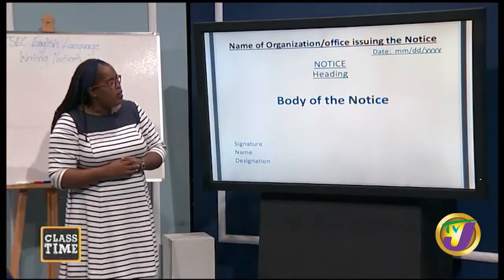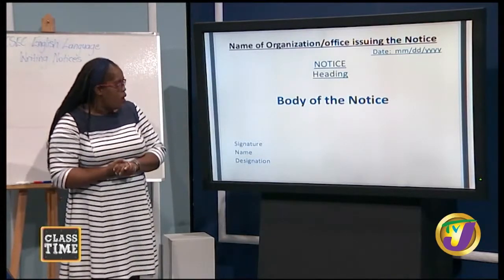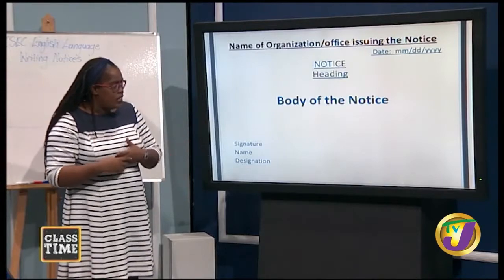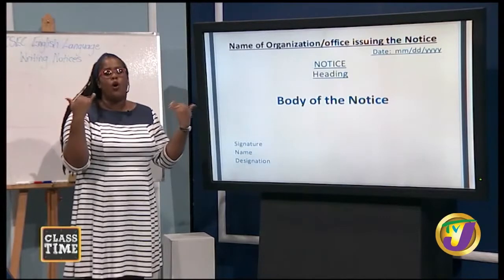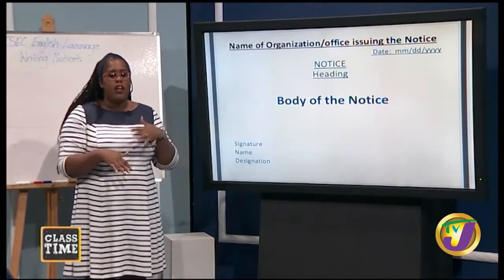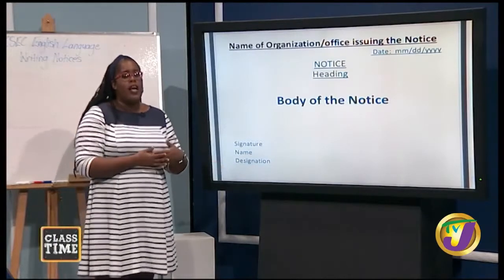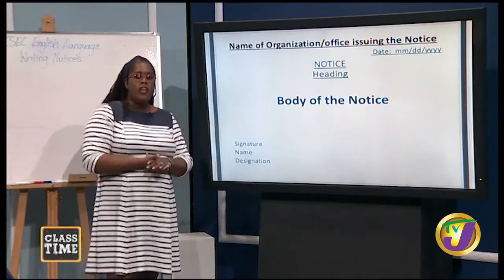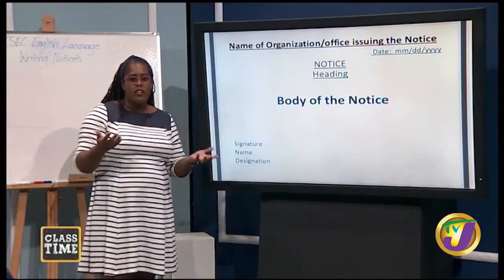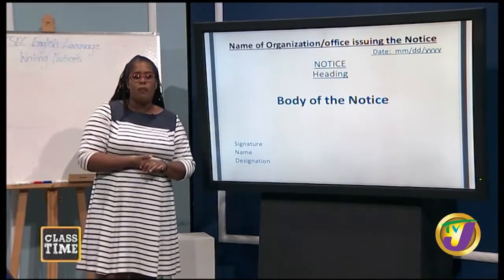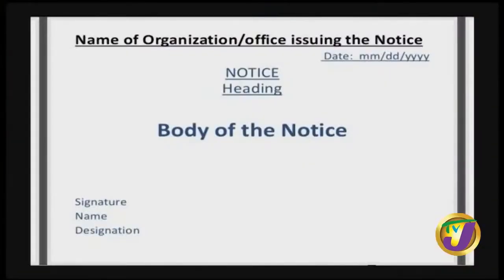See, here it outlines the date and so on. Signature, name, designation, all of these things. Now think about it. What would you put in the body? Because this notice requires that you include a body. So say, for example, it is about the inauguration or the swearing in of the Prime Minister. What are some of the details that you would include in the notice?